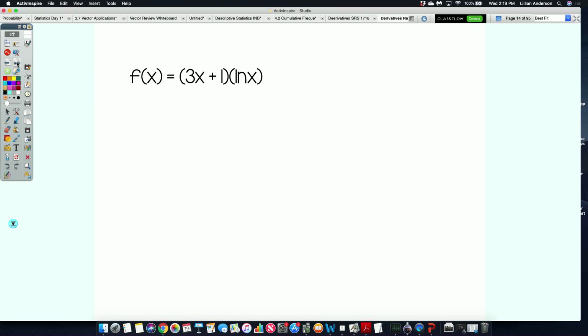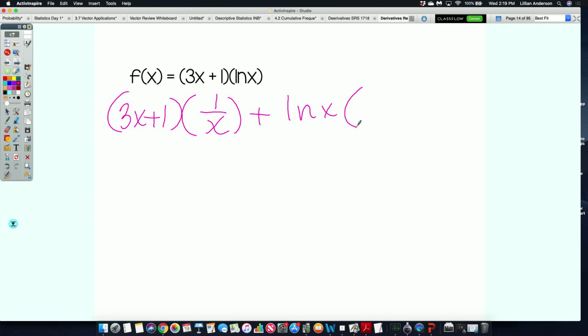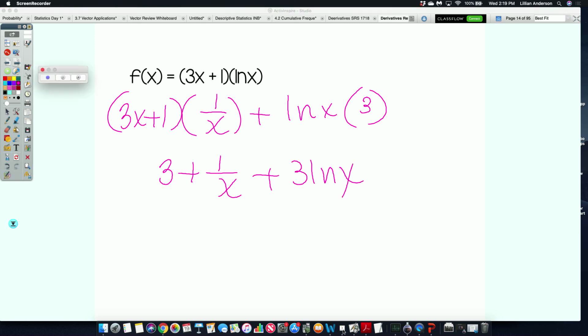So let's do a few product rules and quotient rules. Here, a very easy example. Remember, product rule is the first function times the derivative of the second. What's the derivative of ln of x? 1 over x. Plus the second function times the derivative of the first. What's the derivative of 3x plus 1? 3. So my final answer, once I distribute, becomes 3 plus 1 over x plus 3 ln of x.